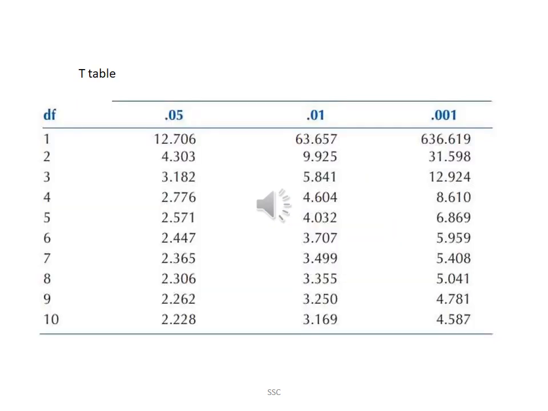In the t distribution table, we can see here the degrees of freedom 9, and the corresponding 0.05 level of significance. The table value is 2.262. If in our research statement we consider 0.01, the corresponding value will be 3.250.